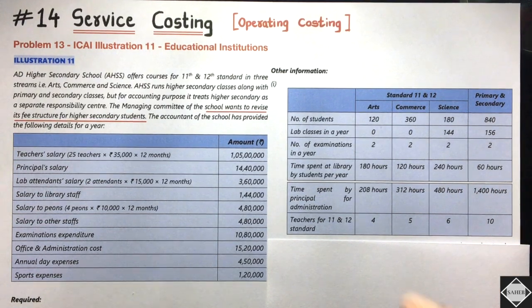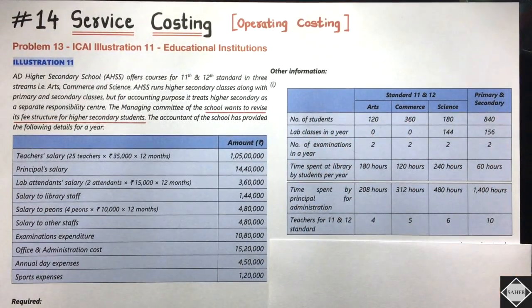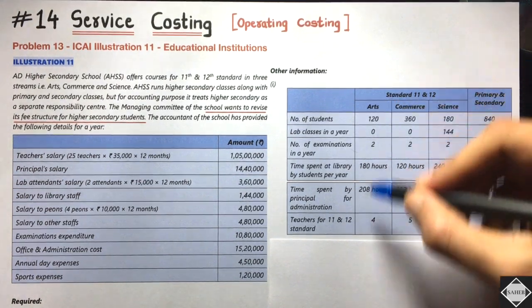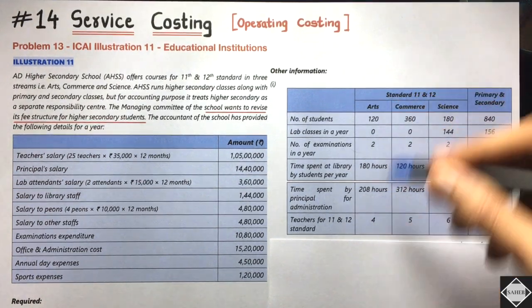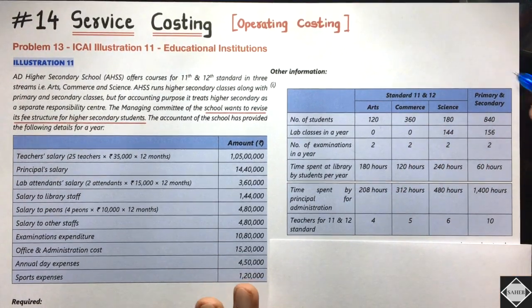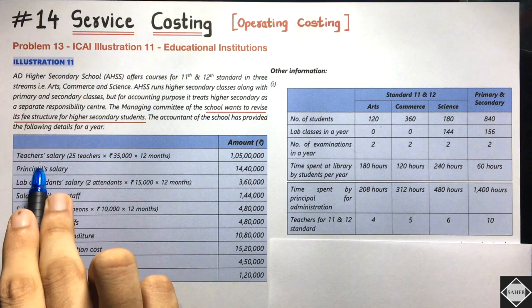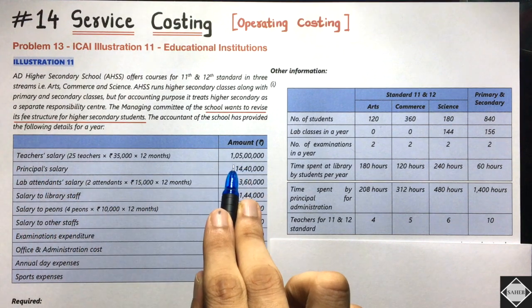Now shall we start solving this question? Let's start. How are we going to do this? It's really simple. We will make a table consisting of 3 columns: arts, commerce and science, because that's what we are doing. We are not concerned about primary and secondary. We can completely ignore that. Now first thing is, teacher salary we have to take. 1 crore 5 lakhs.